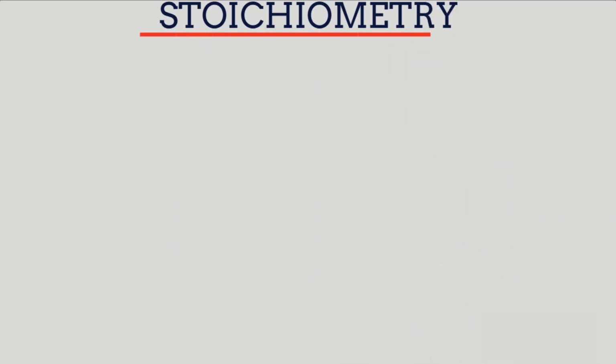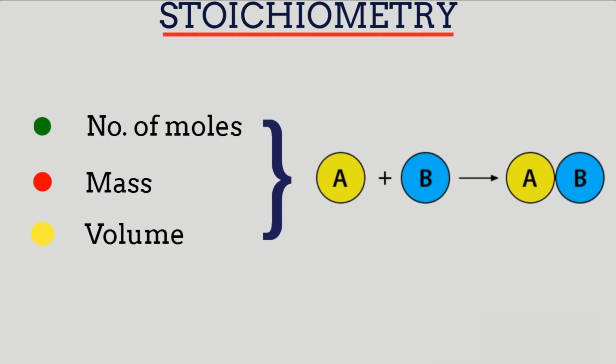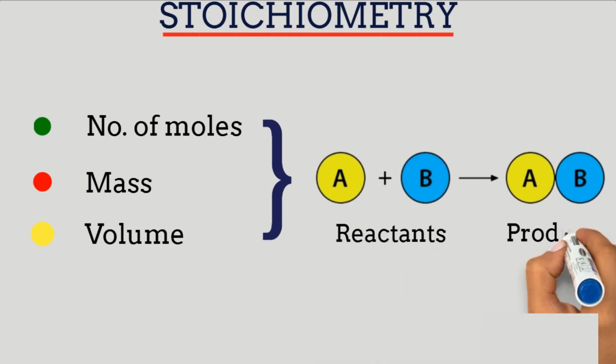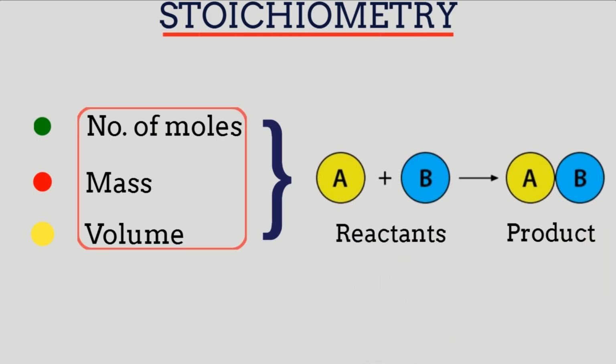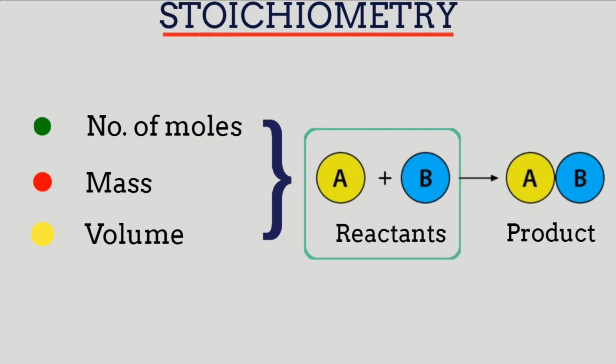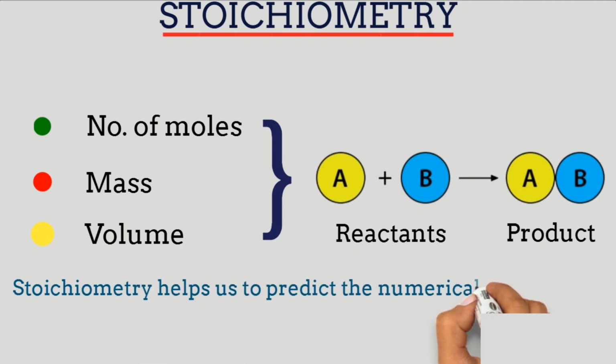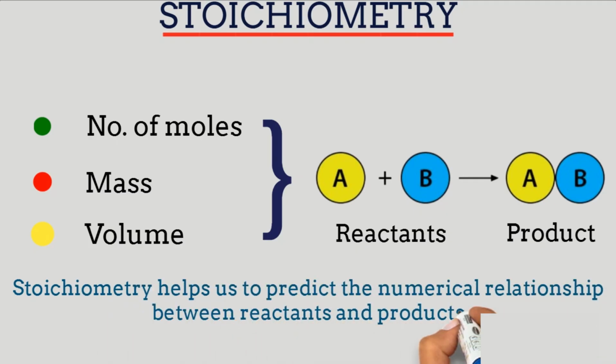Stoichiometry is going to be our topic for this video. The whole idea of stoichiometry is being able to predict either the number of moles, the mass, or the volume of a product from the reactant, or that of the reactants from the product. Take for instance, we have two known reactants coming together to form a certain product, but we do not know either the number of moles, the mass, or the volume of the product to be formed. So stoichiometry helps us predict these values for either the reactant or product. In other words, stoichiometry helps us to predict the numerical relationship between reactants and products.